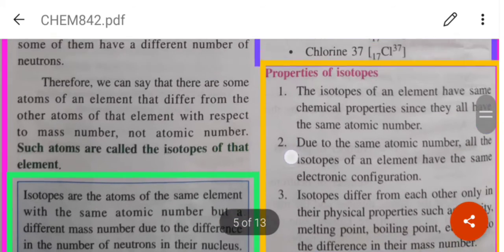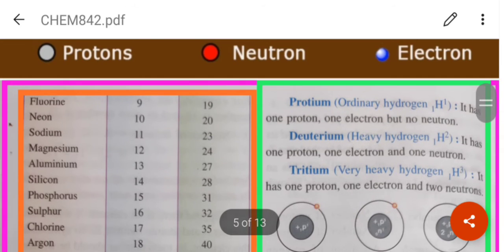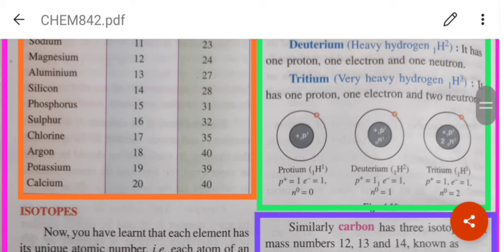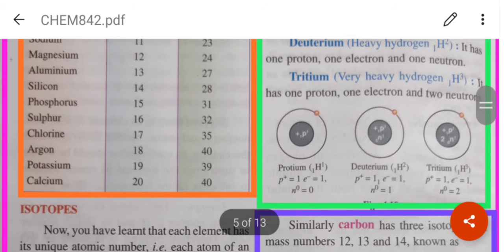For example, hydrogen. Hydrogen has 3 isotopes: protium 1H1, deuterium 2H1, tritium 3H1. You can see the figure. This is protium, which has 1 proton, 1 electron and 0 neutron. Deuterium has 1 electron, 1 proton and 1 neutron. Then you can see tritium.